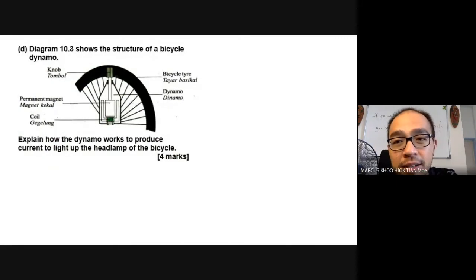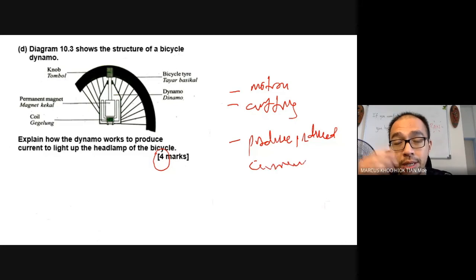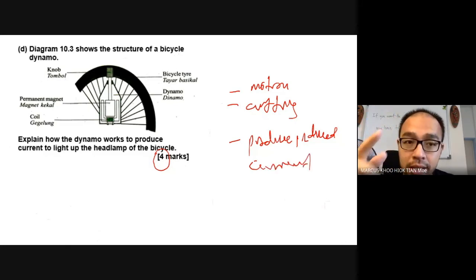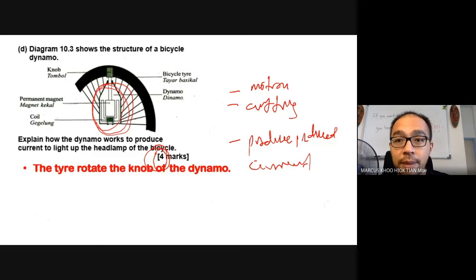Okay, explain how the dynamo works to produce the current to light the lamp of a bicycle. So it's 4 marks, okay? Because this is a generator, so you know that the same 3 points are there. There is a motion, then there is a cutting of magnetic field lines, and then there is the induced current. This is the basic three points, just like the generator just now. Except that there is a 4th mark, because you have to talk about the dynamo itself, and this is where the 4th mark is.